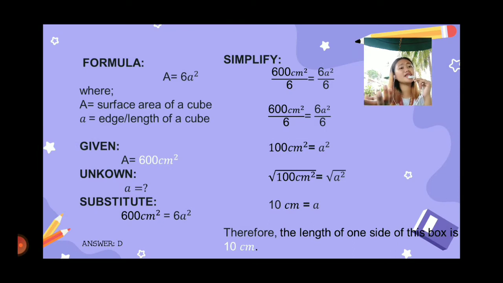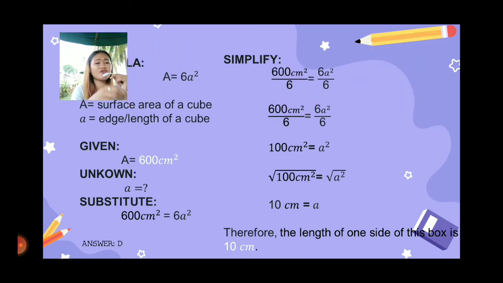Okay. Our formula is A is equal to 6a squared, wherein the capital A is the surface area of a cube, while the small a is the edge or the length of a cube. So they gave 600 as the surface area, and the unknown is a, which is the edge. So we substitute 600 for the area, and after substituting we simplify. And after simplifying, we get 10 centimeters. Therefore, the length of one side of this box is 10 centimeters.